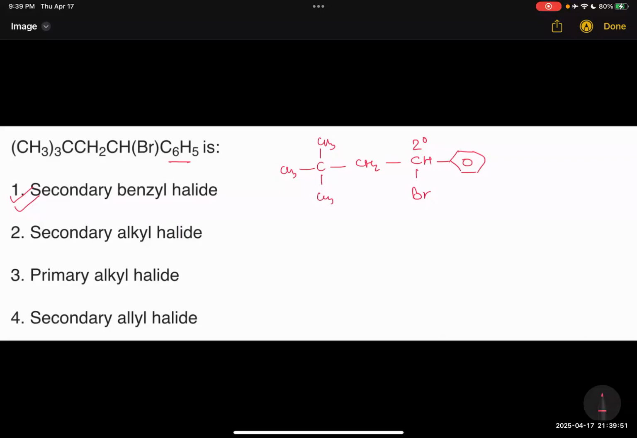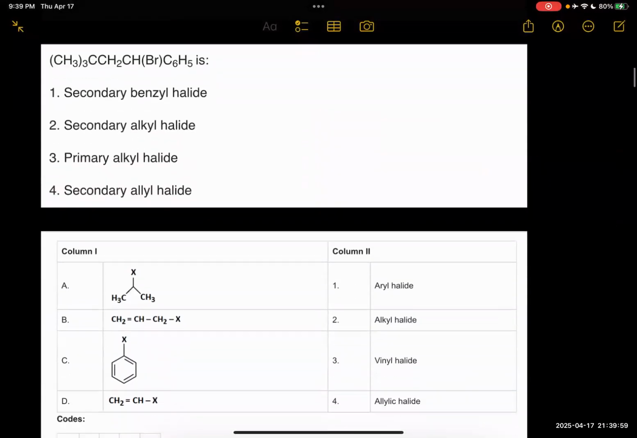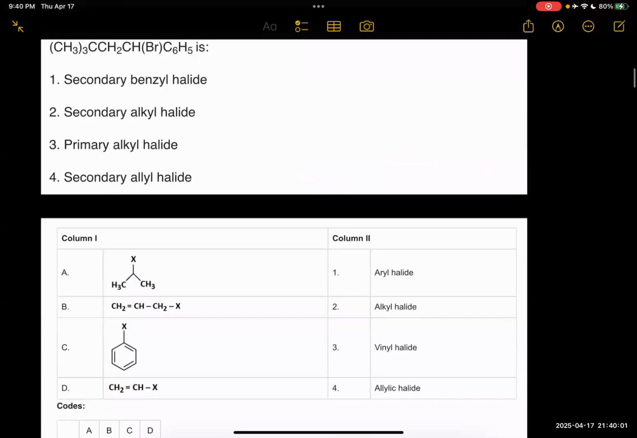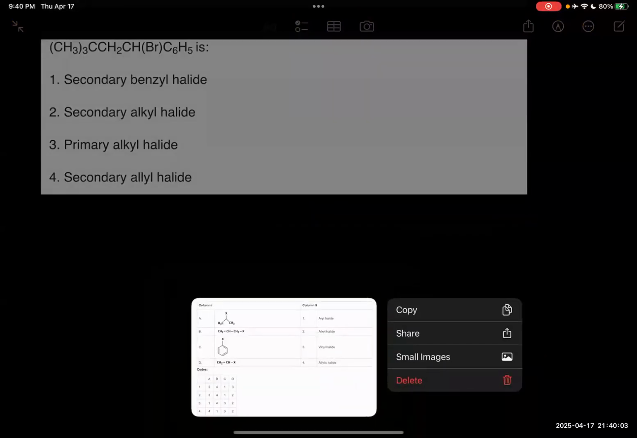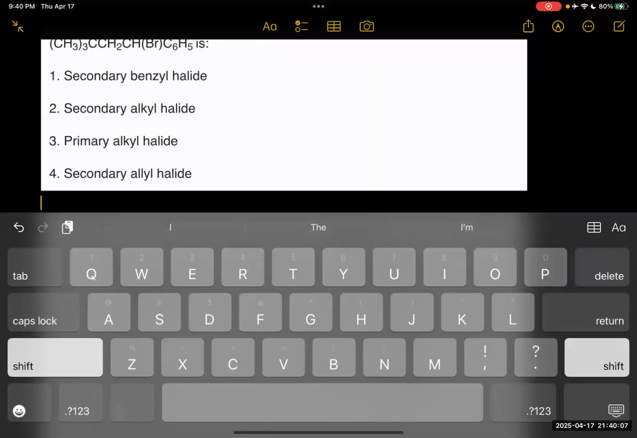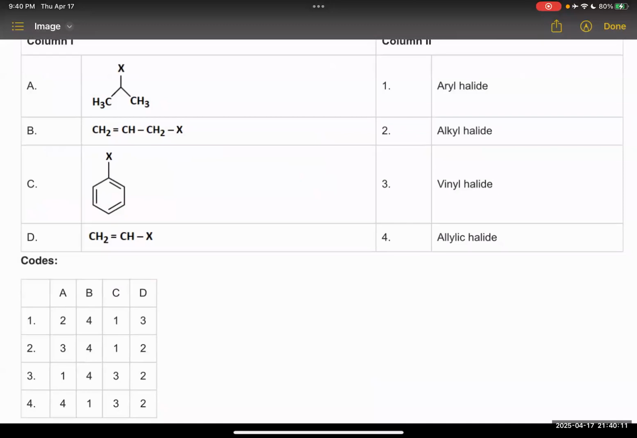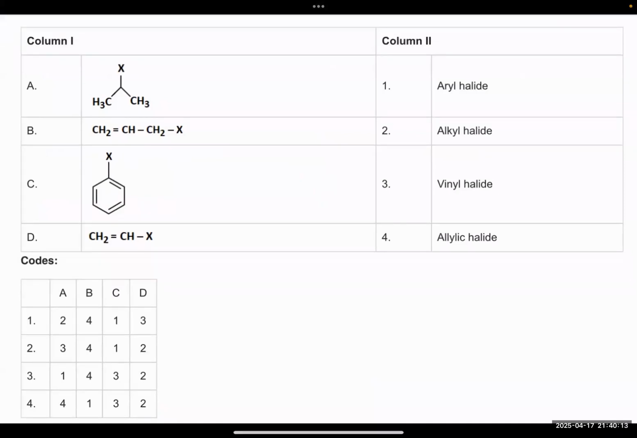Jasleen, I hope it is clear. Very simple question, just based on the classification. Yes, sir. But in examination, we can make a mistake, just because of lack of time and examination pressure. This next one is also based on the classification.